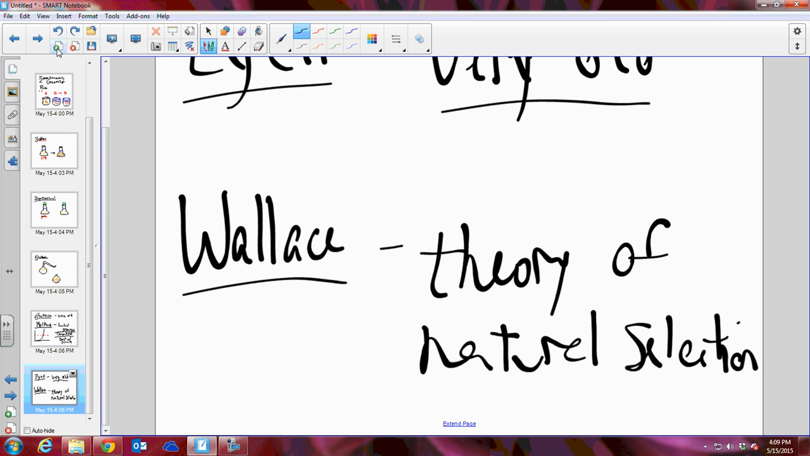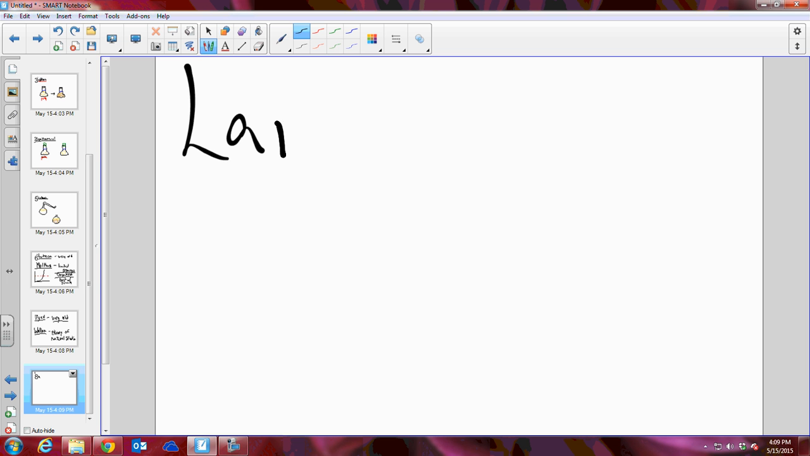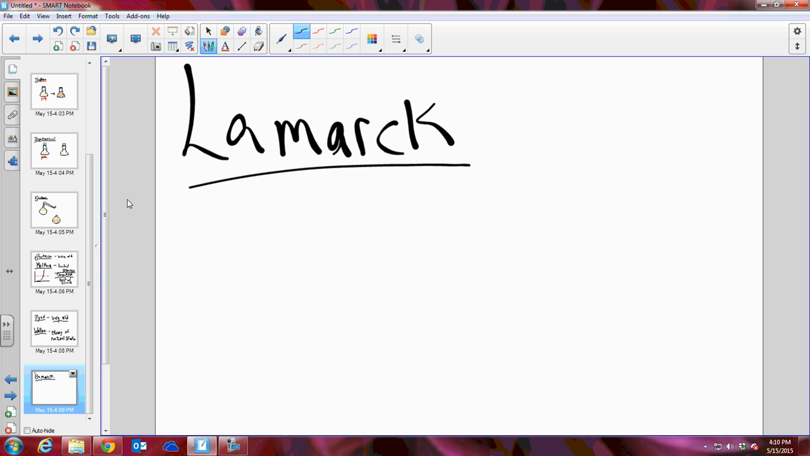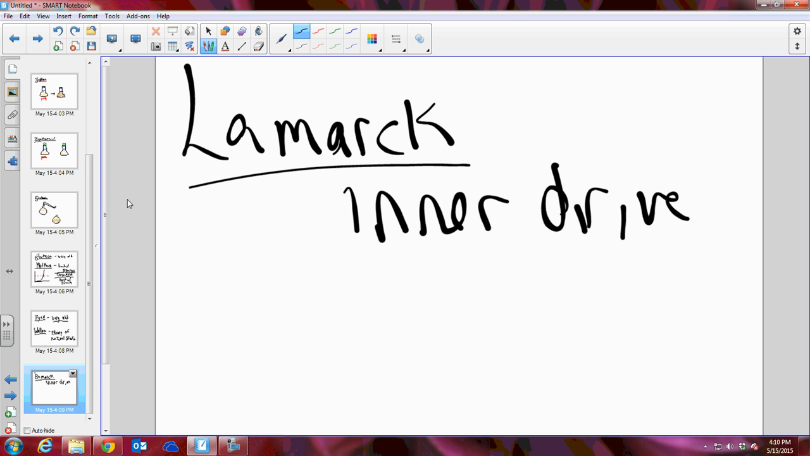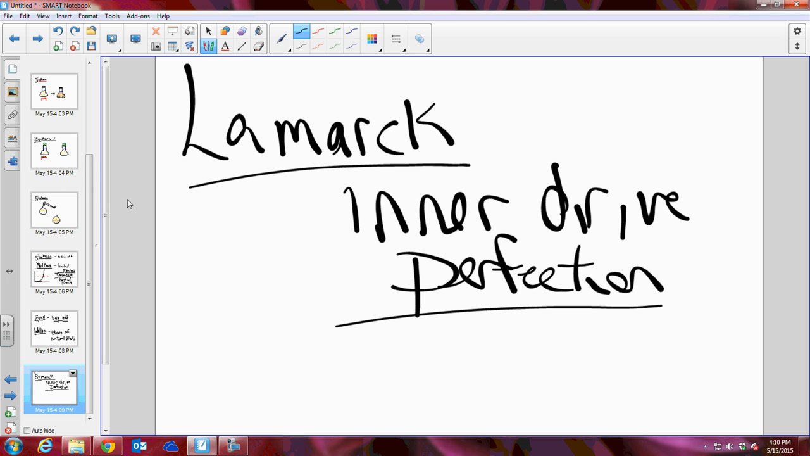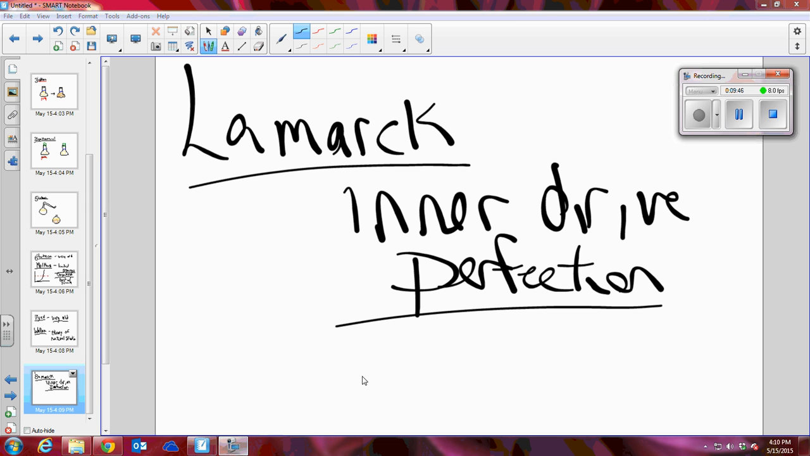Now, one more person that we should mention that Darwin actually opposed was a man by the name of Jean-Baptiste Lamarck. And Lamarck believed that organisms had what he called an inner drive toward perfection. The example that's always used with Lamarck is this idea of a giraffe. The giraffe is out in the savannah in Africa and sees a leaf on a tree that it can't reach and thinks, well, if I could just grow my neck longer, I could reach, and it will stretch its neck out, and finally be able to reach that tree.